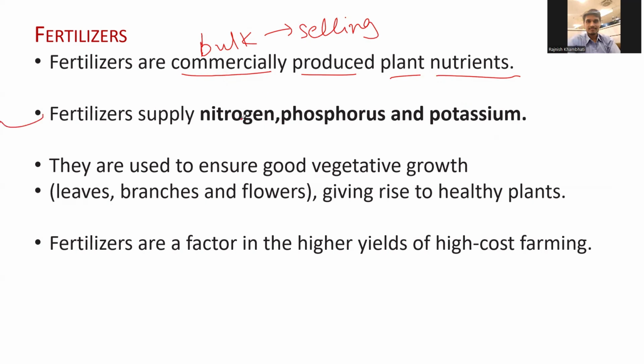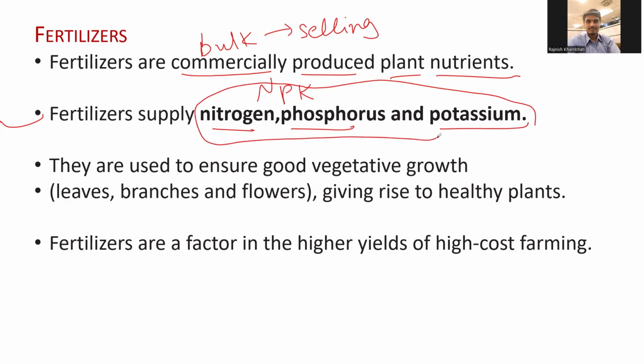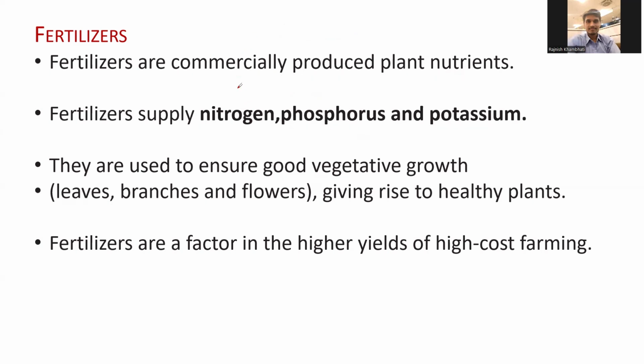This fertilizer will supply NPK. Okay, they are mostly nitrogen, phosphorus, and potassium. These are the three main supplements produced in the industry. That is NPK. In short form, you can remember it as NPK. Okay, what are fertilizers made of? Fertilizers are mainly nitrogen, phosphorus, potassium. Okay, in shortcut, NPK fertilizer. Remember this, NPK.